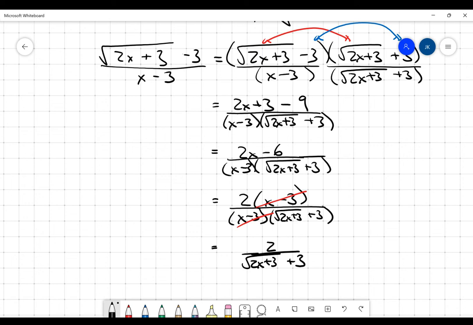It's not exactly equal. This little equal sign right here is not exactly true until I state that x cannot equal 3. That restriction has been there since the beginning of the problem, and it's only in this last step where I got rid of the factors of x minus 3 that it disappeared. So now, by including that, I force my end result to be entirely equal to the question there, but I've got it in a form where I've rationalized the numerator. I hope that makes sense.